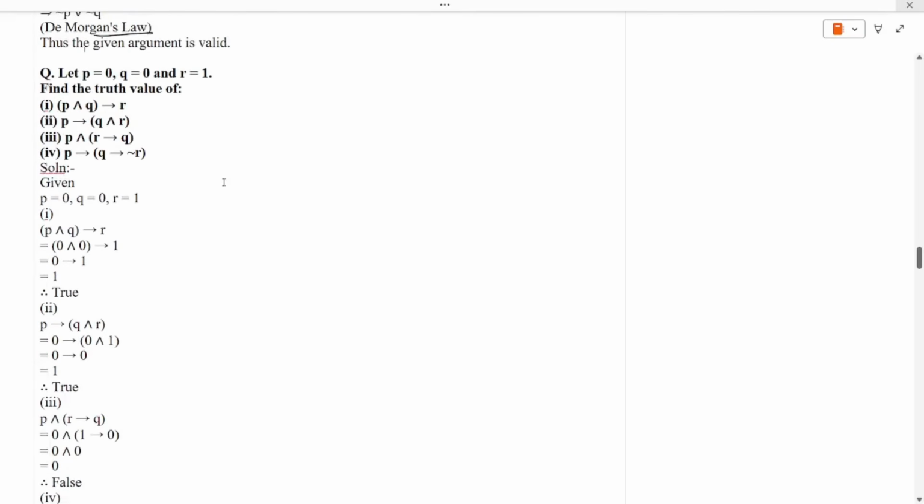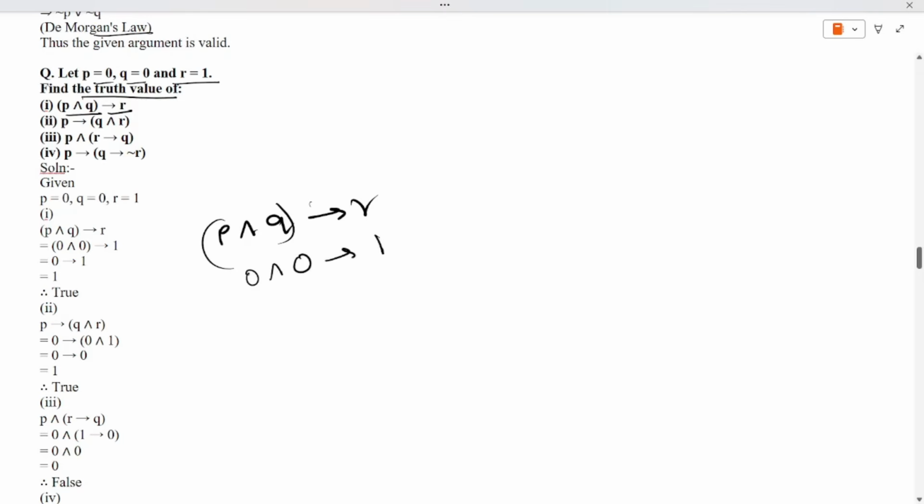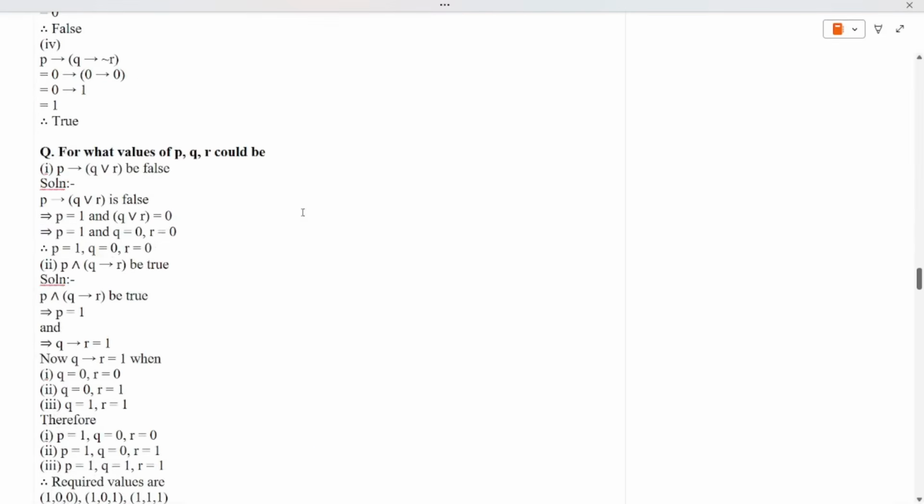Now the next question is another type. Let P is equal to 0, Q is equal to 0, R is equal to 1. Find the truth value of P and Q conditional R. Now what you will be doing is, P and Q, that is conditional R. If you know the first truth table, I have even shared the notes also, in that all the truth tables are there, please do refer to that. And you will just be substituting 0 and 0, 1. 0 and 0 is 0, conditional 1 is 1, that will be the answer. Just substitute the values, look at the truth table, and answer these questions.